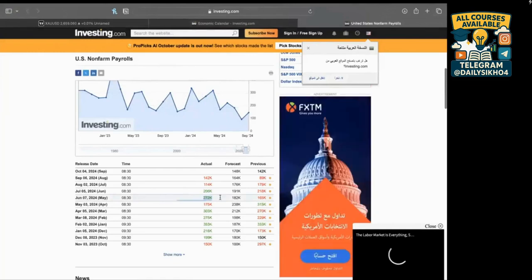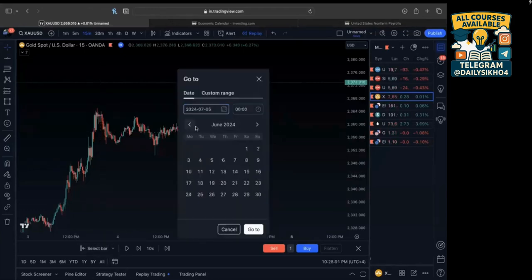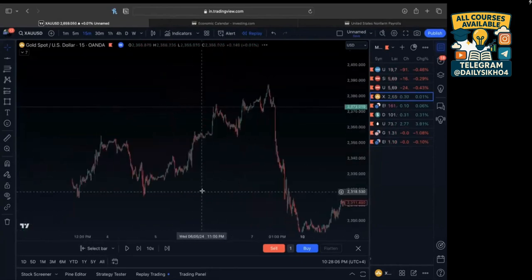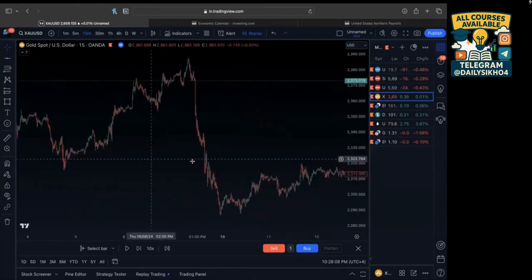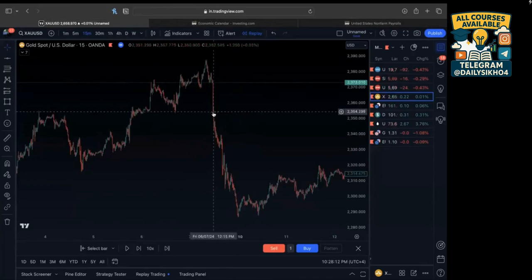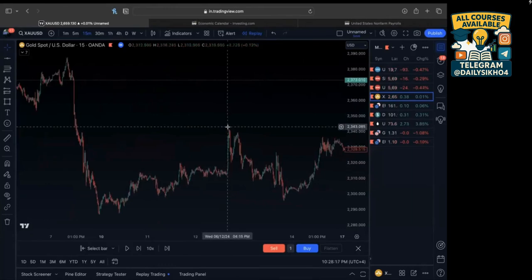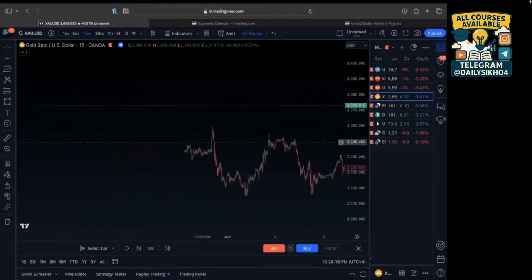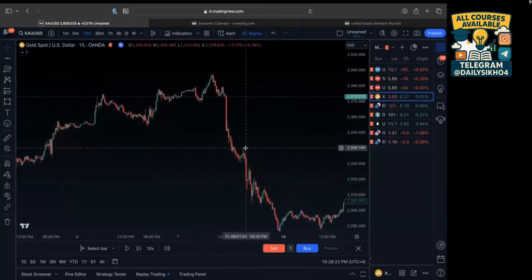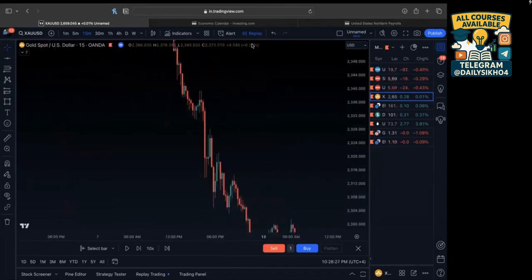June 7th. Now June 7th was also higher than expected. In fact, this was much higher than expected. We'll go to June 7th. It was June 7th, yes, because this doesn't look like an NFP release. Yes, this was the release, June 7th. Same pattern here.